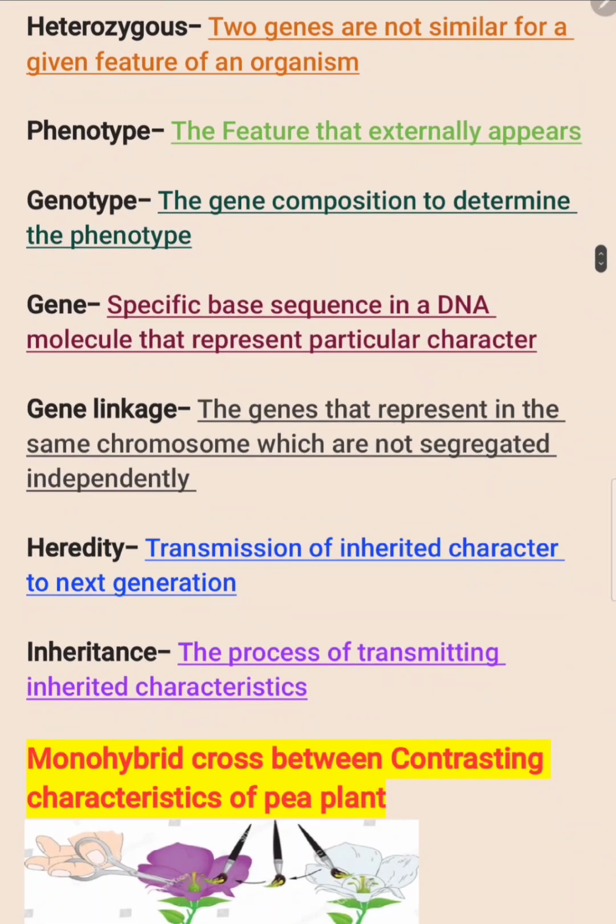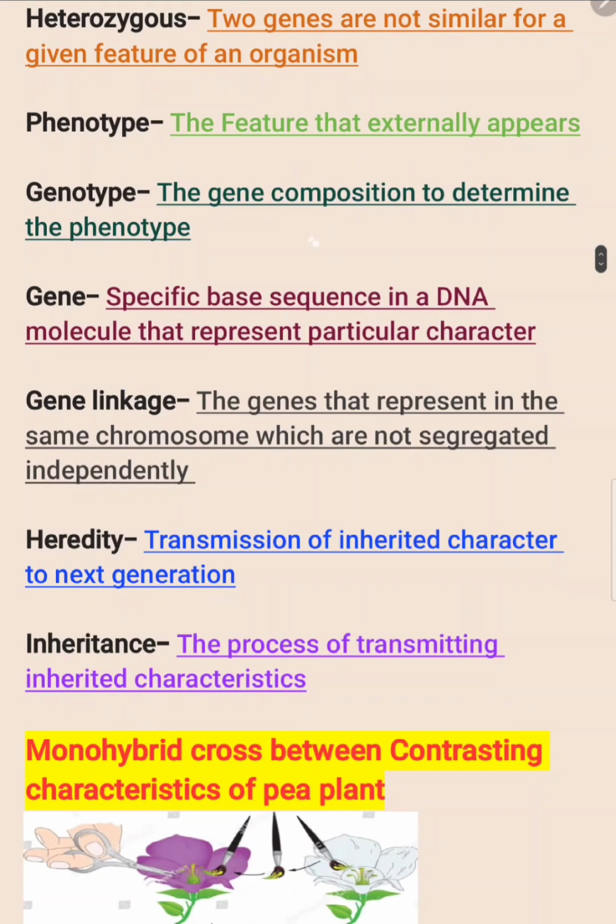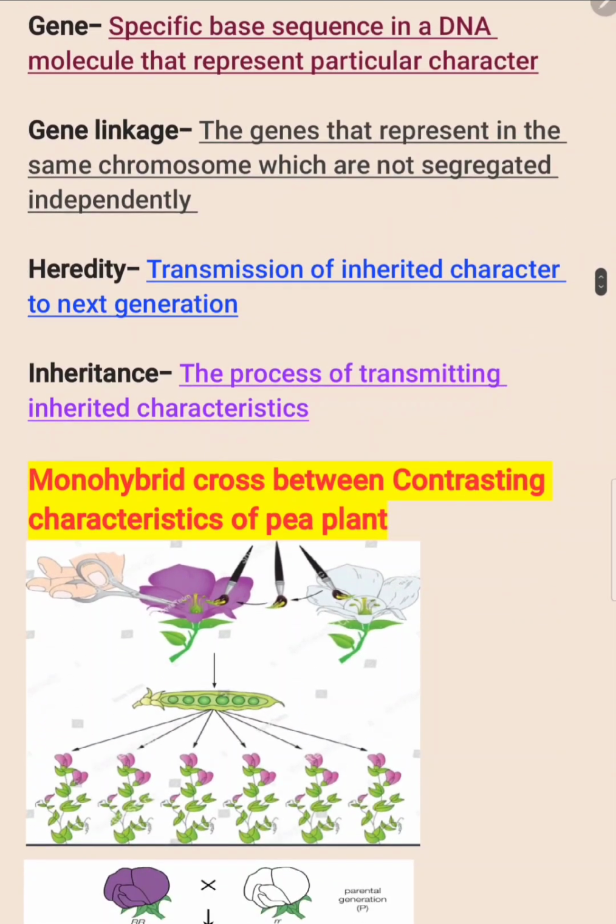For example, the red color has gene composition capital R, capital R or capital R, simple R. Likewise, the gene composition is the genotype. Then the next one is the gene. A gene is the specific base sequence in a DNA molecule that represents a particular character.